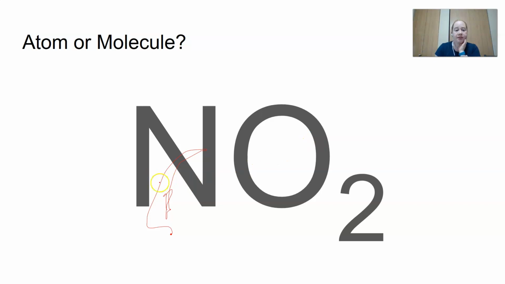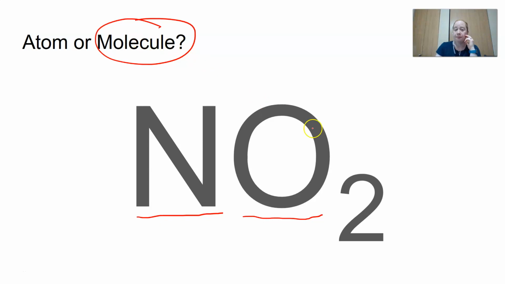Another one. So again, we're looking for the number of capital letters. This is a capital letter and this is a capital letter. So again, we have 2 capital letters, meaning 2 elements, and that means that this is a molecule. How many nitrogens do we have? We have 1 nitrogen. How many oxygens do we have? Well, we have this subscript, and it's right after the oxygen atom, which means this 2 refers to the oxygen, so there are 2 oxygen atoms.